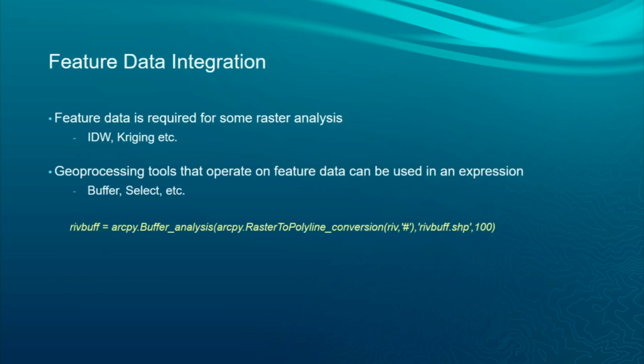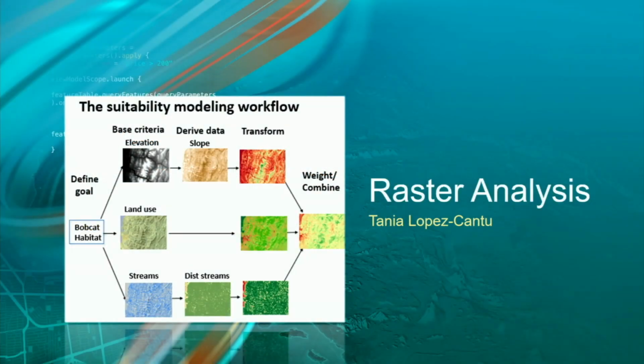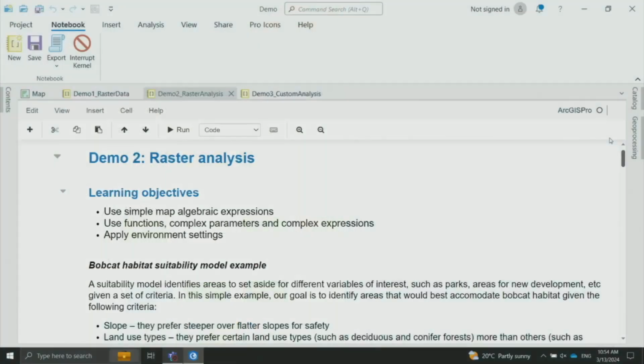And when you are writing your expression, you can also embed and run a feature tool. We call them feature analysis tools, vector tools, whatever you call them. We have raster tools, we have feature tools, right? So you can write an expression where you have both kinds of tools together, okay? With that, I will hand over to Tanya again for a demo.